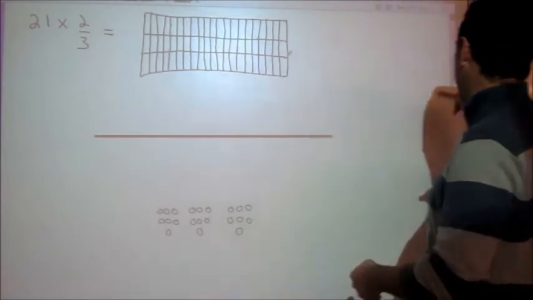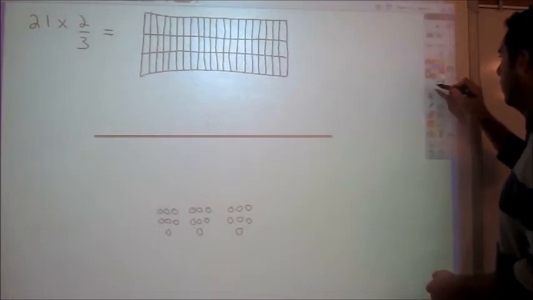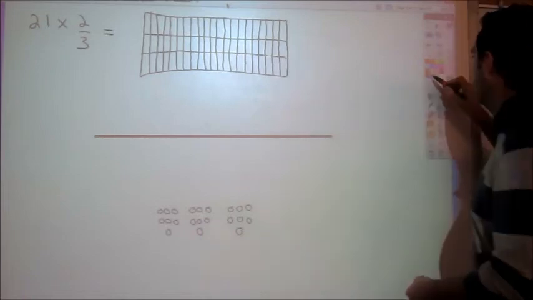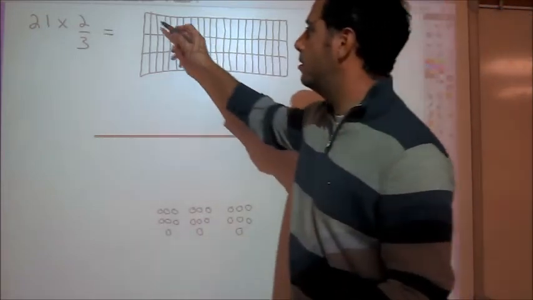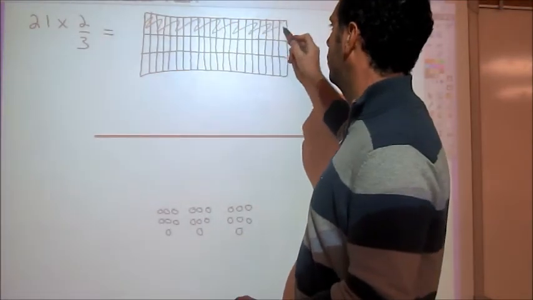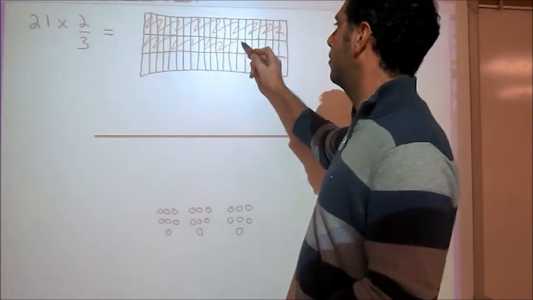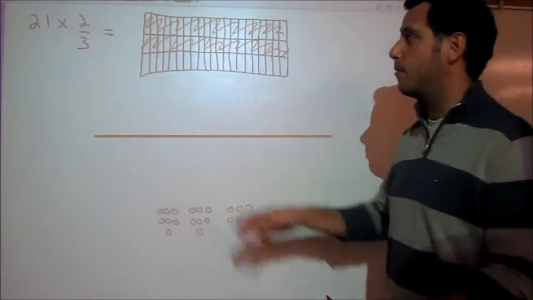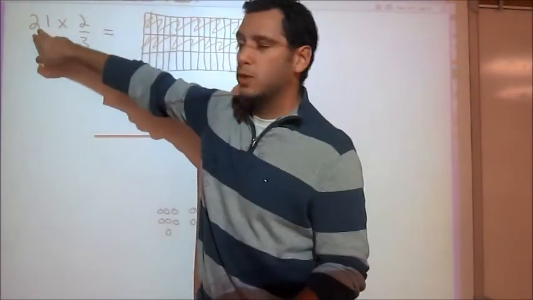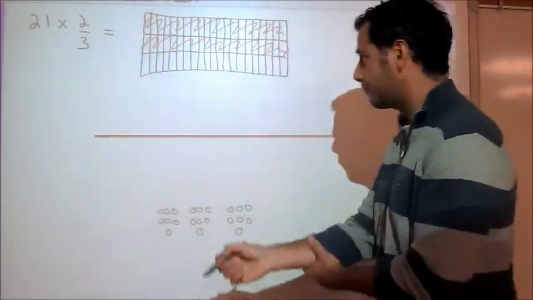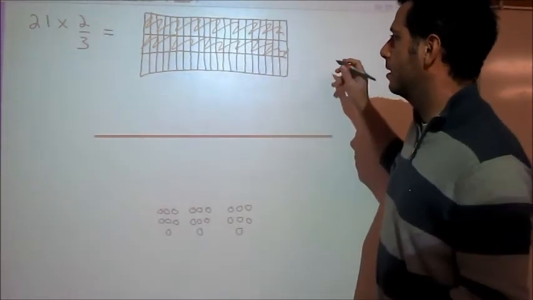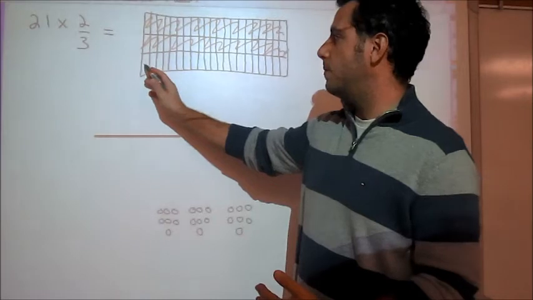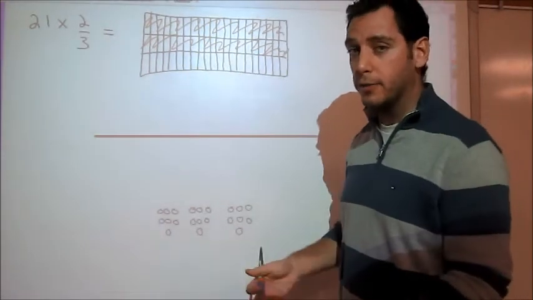And I'm going to shade in 2/3 of the entire thing, representing 2/3 of each of those 21 parts. And then I'm going to start filling in these blank spaces to find out what our answer is.